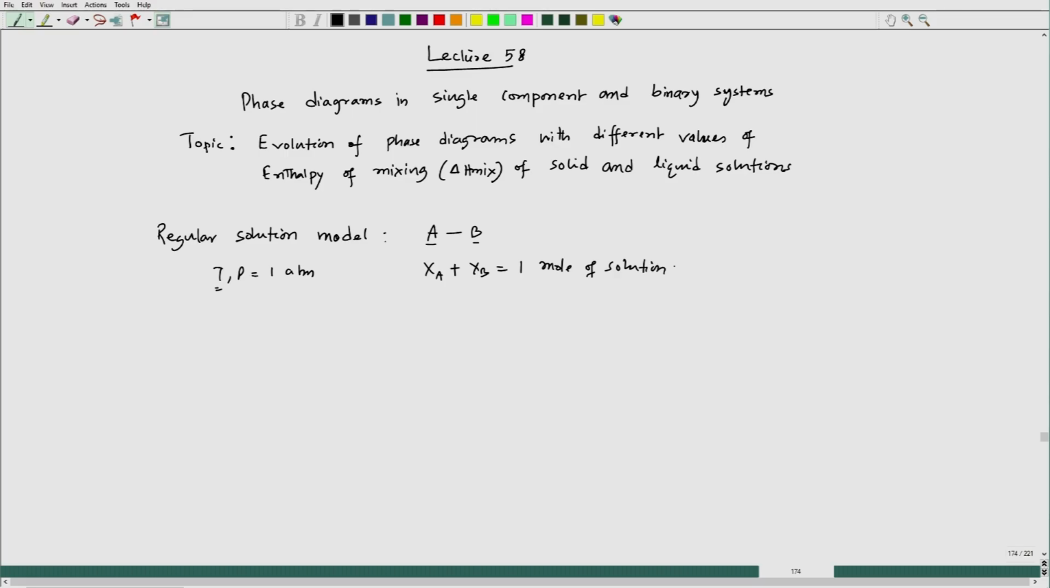On that basis we have developed our free energy for liquid solution as well as solid solution, and we have gone ahead with the understanding of the equilibrium condition at each temperature, with pressure kept constant at 1 atmosphere. So, combination 1 is the simplest one, where del H mix for both solid and liquid are considered to be 0. It yields me a phase diagram.